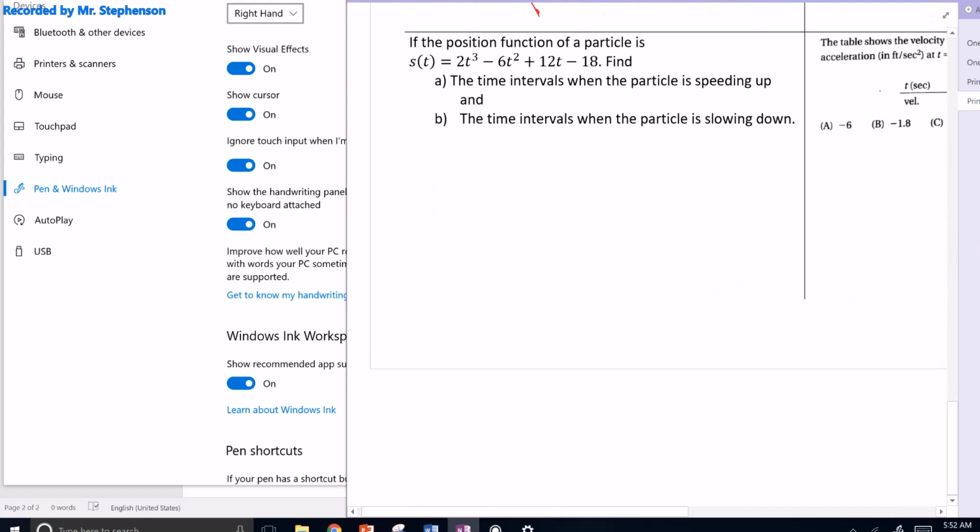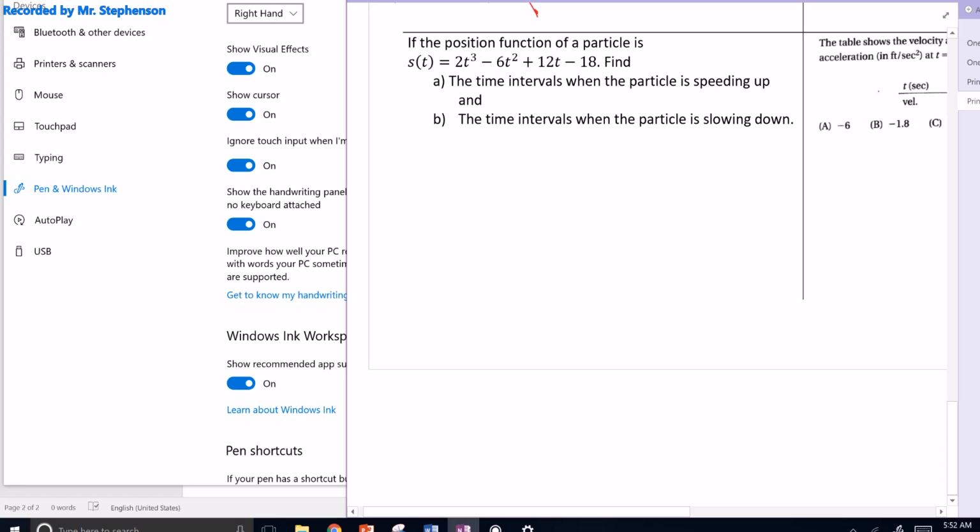This one, if the position function is this s of t, find the intervals when it's speeding up and when it's slowing down. In order to do this, we first need to find the velocity, which is that, and then set the velocity equal to 0.